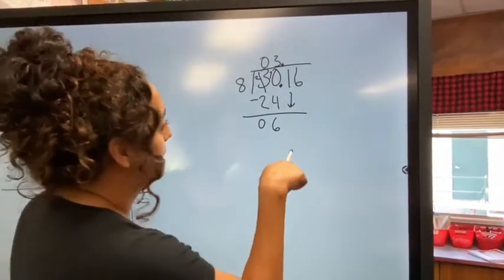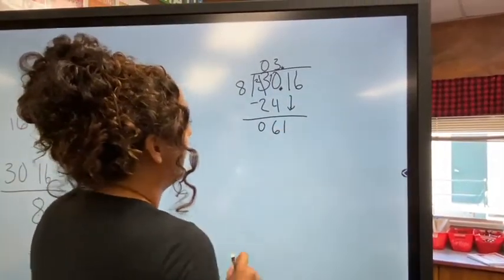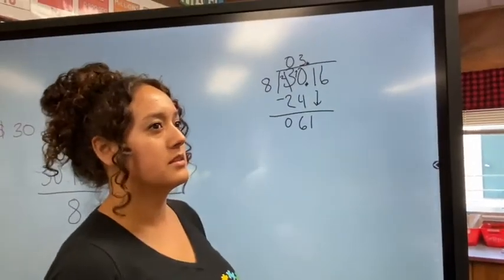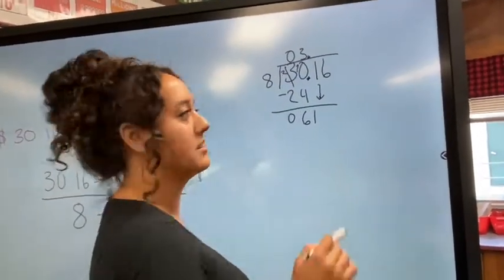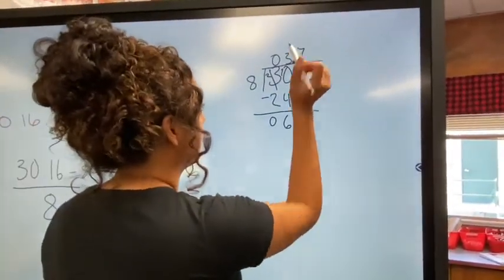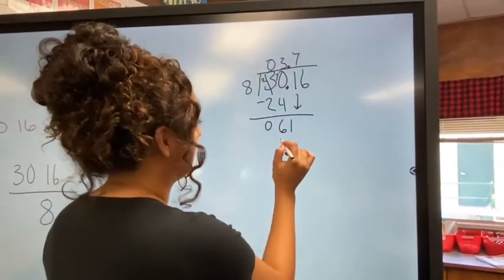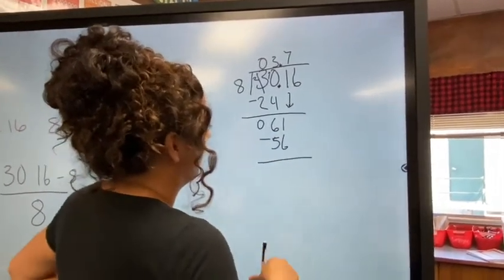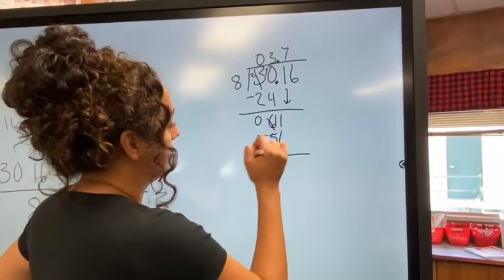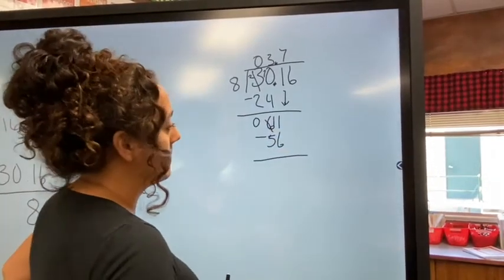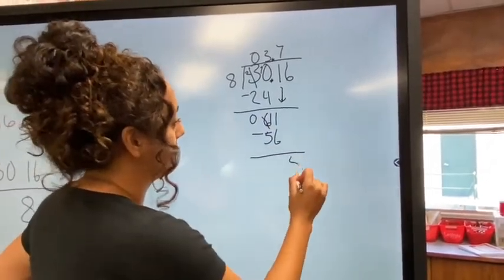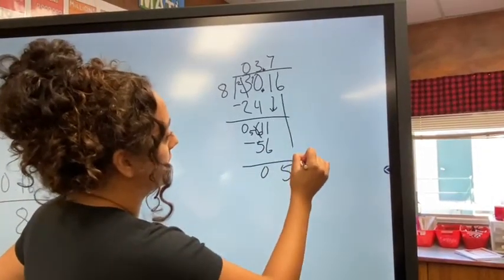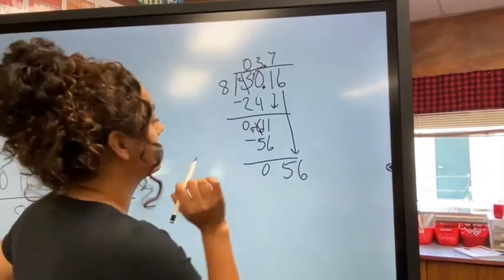So now, you bring down the 1, and how many times can 8 go into 61? You guys think 7? I think 7. So we put 7 here. 7 times 8 is 56. Those math facts. We gotta borrow and all that good stuff. So 11 minus 6 would be 5. And then 5 minus 5 is 0. And then you bring down the 6.